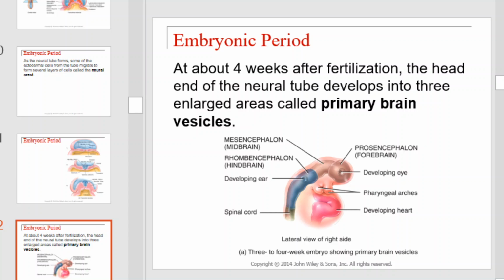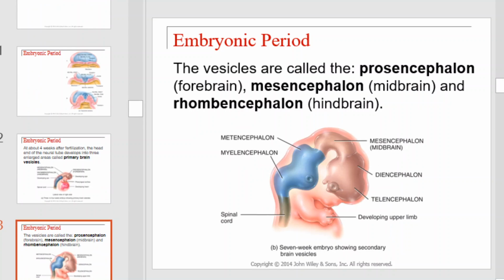At about 4 weeks after fertilization, the head end of the neural tube develops into 3 enlarged areas called primary brain vesicles, as seen in the diagram below. The vesicles are called the prosencephalon, or forebrain, mesencephalon, midbrain, and rhombencephalon, or hindbrain.